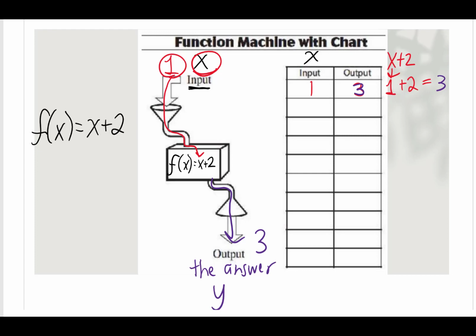So we're going to try with another number. Okay, so what if x is the number 0?